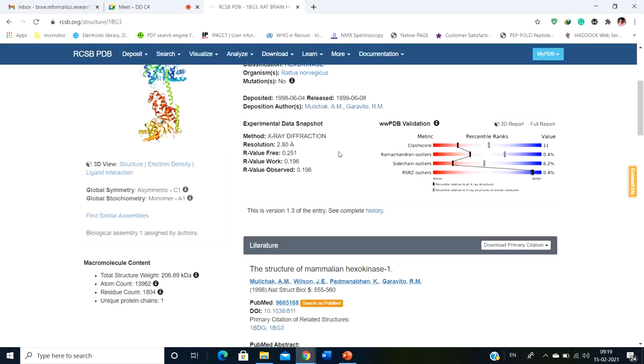Detailed picture. I mean, what level of detail, how the variation of atoms in a structure. Very good, very good. But in general, resolution means how far you can distinguish two points.